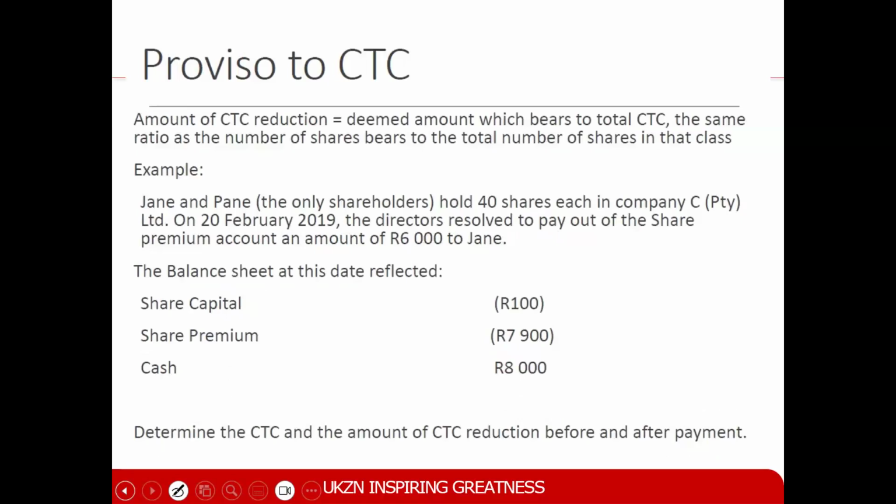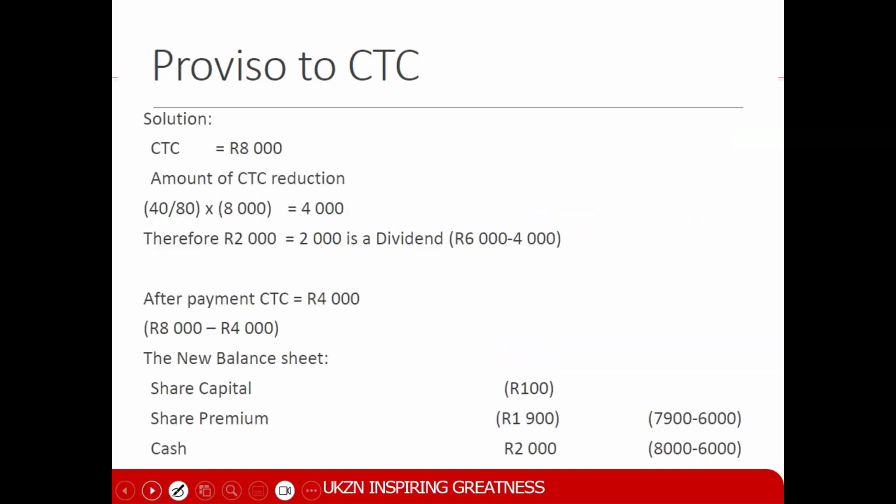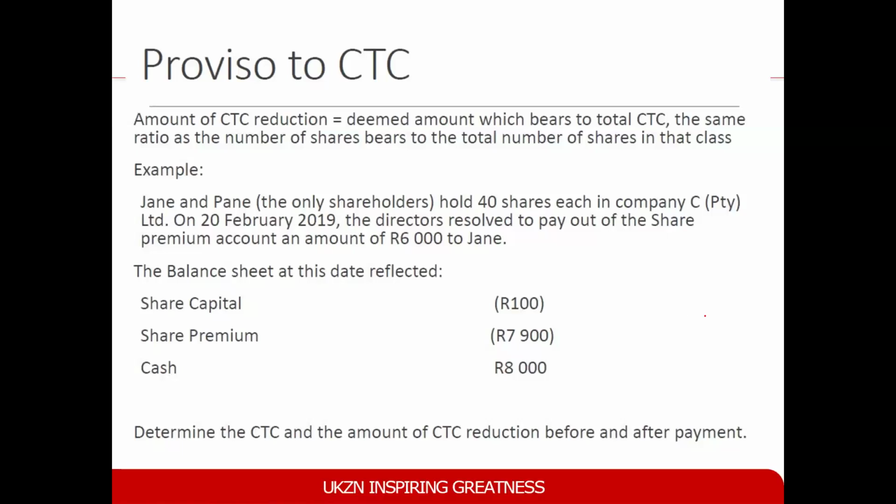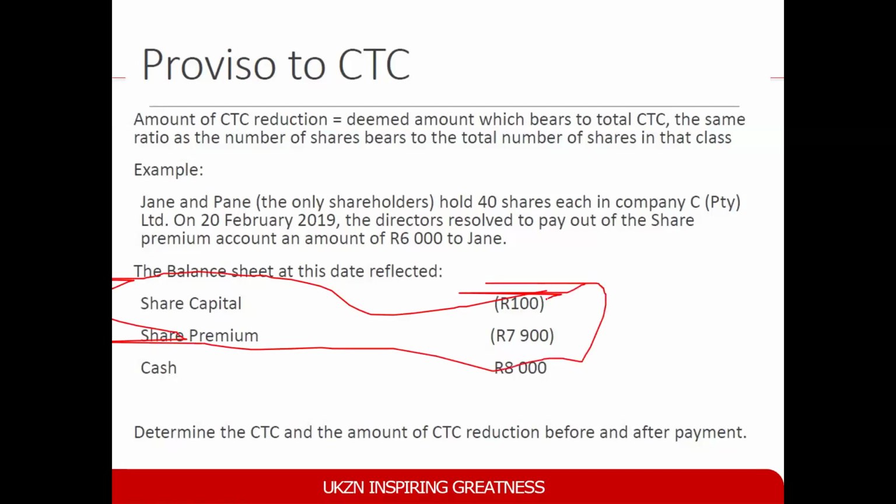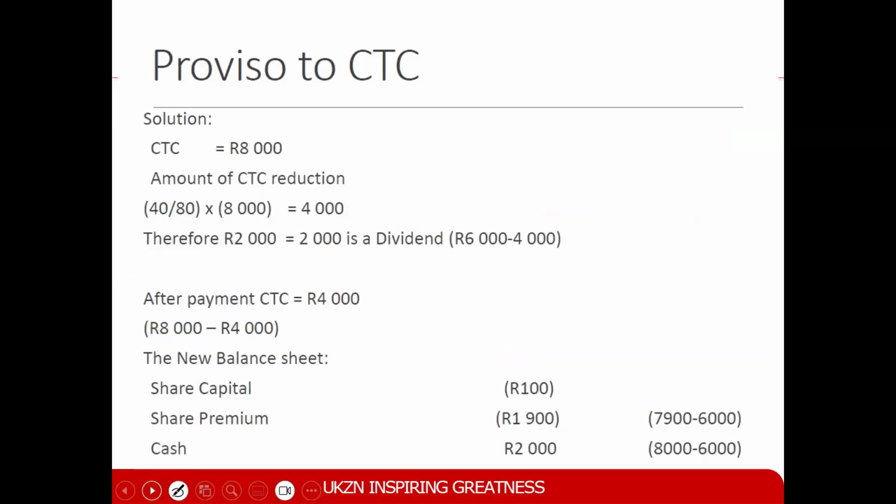Oh, I see now. Because we are talking about 40%. So how much is actually held by these people out of that total? So they come here and see CTC is 8,000. Where does this 8,000 come from? I think this is the case. So we've got 8,000 in this regard. Then they say it's only 40 over 80. So why are they saying 40 over 80 here, guys? Why are they saying 40 over 80?